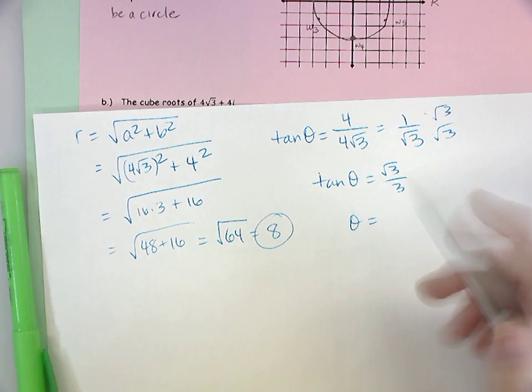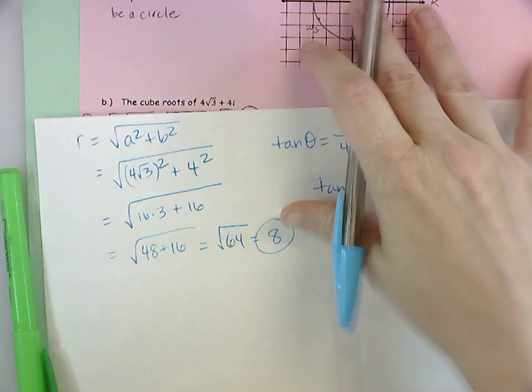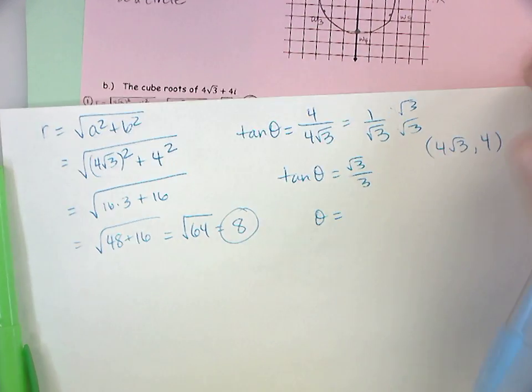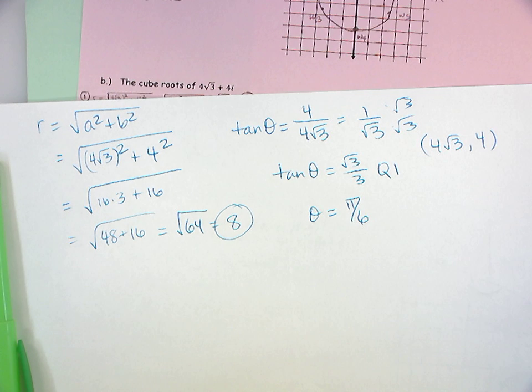Now, remember that this has to be in a specific quadrant. So look at your point. If you have 4 root 3, 4, they're both positive, which means it's in what quadrant? 1. Good. Because it doesn't have to be pi over 6. It could be what? 5 pi over 6. Nope. 7 pi over 6. Yes, 7 pi over 6.